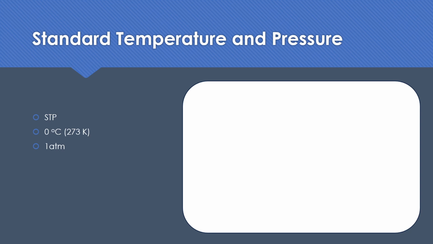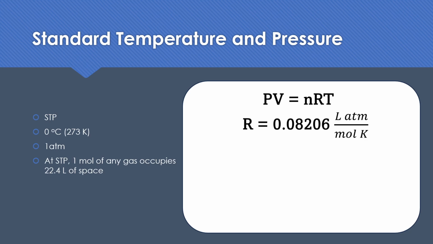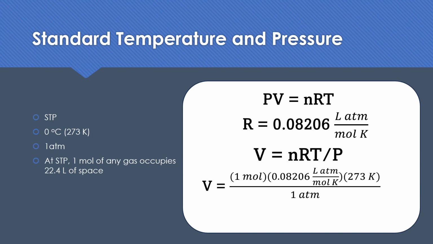One important thing to note is that at STP, 1 mole of any gas occupies 22.4 liters of space. We can prove this. PV equals nRT, R is that. If we rearrange to solve for volume, volume is nRT over P, and we plug in the numbers from STP, 1 mole and R, and the temperature of 273 divided by the pressure of 1 atmosphere, and you get 22.4 liters.